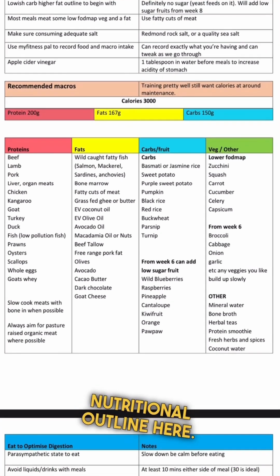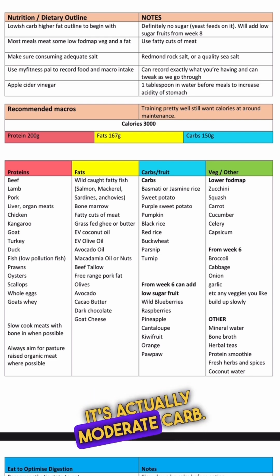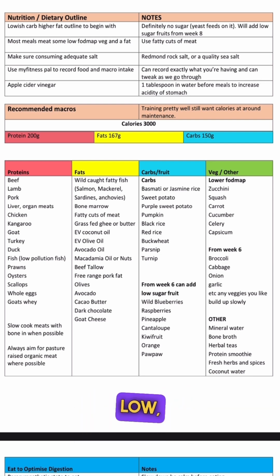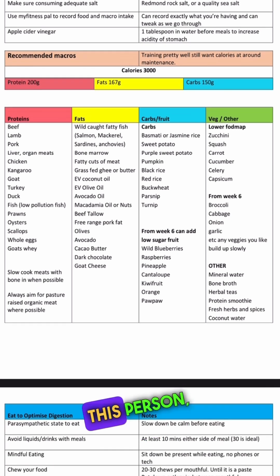Nutritional outline here. So again, this is sort of an overview at the top. So it's going to be lowish carb, higher fat to begin with. Not low carb, it's actually moderate carb. It's 150 grams of carbs, which is not low really, not super low at all. And then we've got the macros under here. So again, this person, we're going to have maintenance macros, 3,000 calories, 200 grams protein, 167 fat, 150 carb.